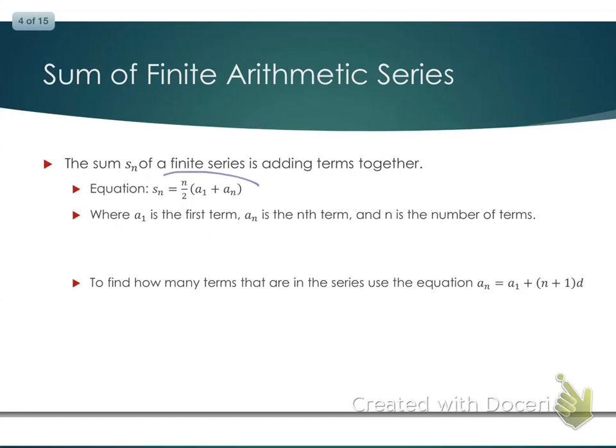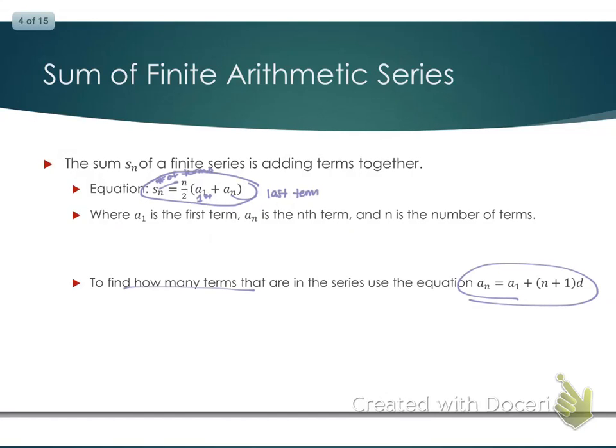These are the equations that we're going to be using. This first equation is the equation to find the sum. What each of these things represents: this n, and both n's are going to be the same, stands for the number of terms. A sub 1 is going to be your first term, and a sub n is going to be your very last term.